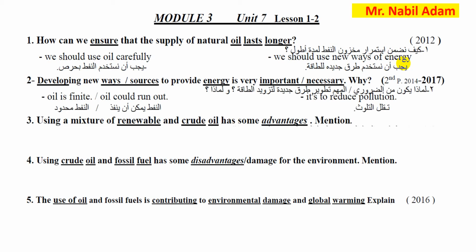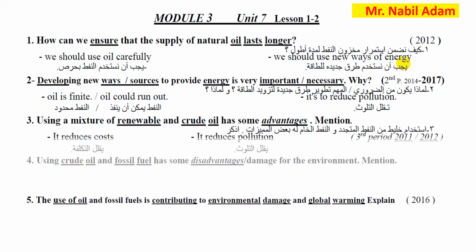Mention them. We said we can have a mixture of crude oil and renewable oil made from grain, wood chips and agricultural waste. What are the advantages? It reduces costs. It reduces pollution. It ensures that the oil supplies would last longer.